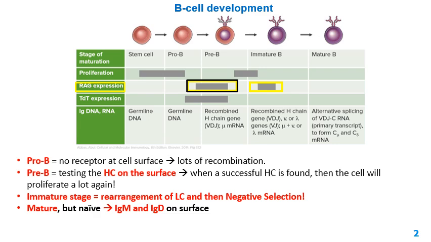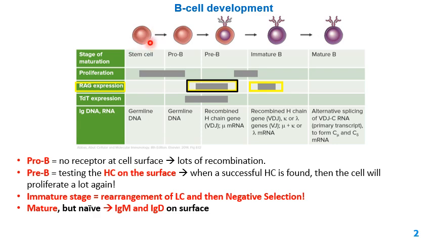First of all, everything is happening here in the bone marrow. Your B cell is developing in the bone marrow, and this chart tells you what's happening across the whole development of this B cell. It tells you which genes are active, or which process is taking place, at each stage of the cell being developed.